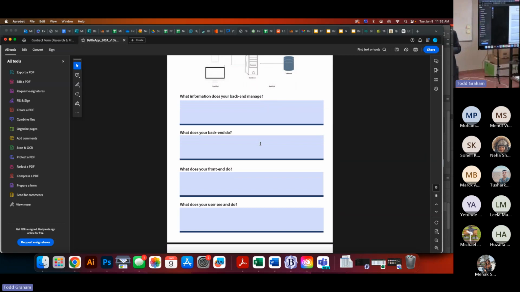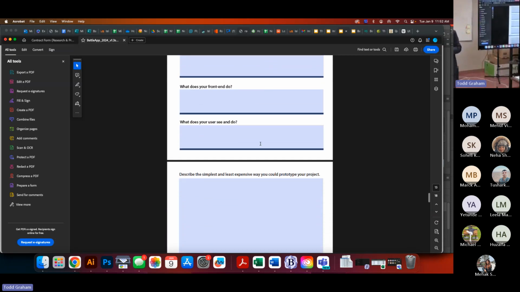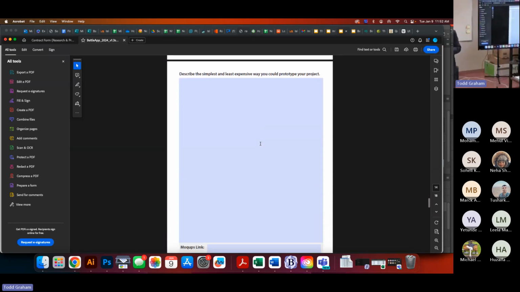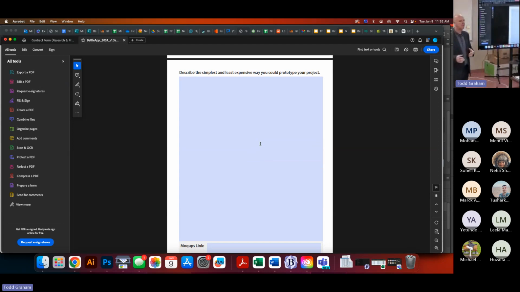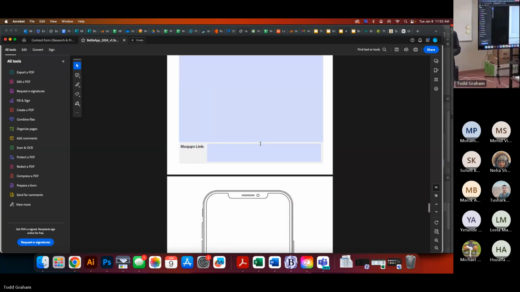We talk a little bit about the technology, front end, back end. What does the user see and do? Talking about prototyping, how can you test your idea? We're going to discuss that a little bit along the way. And how can you do that without spending any money or spending very little money?